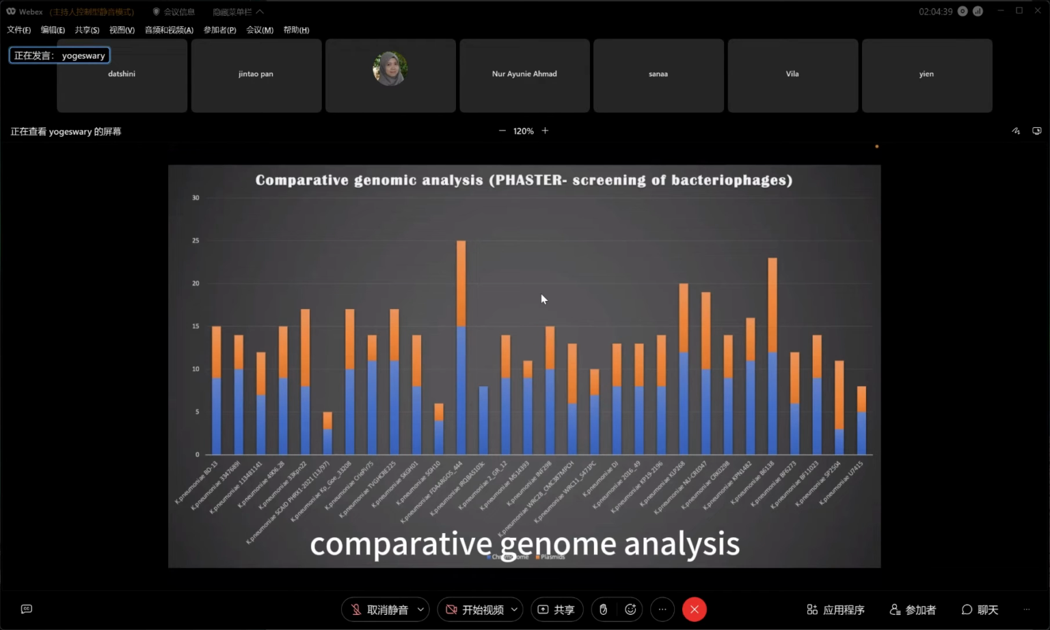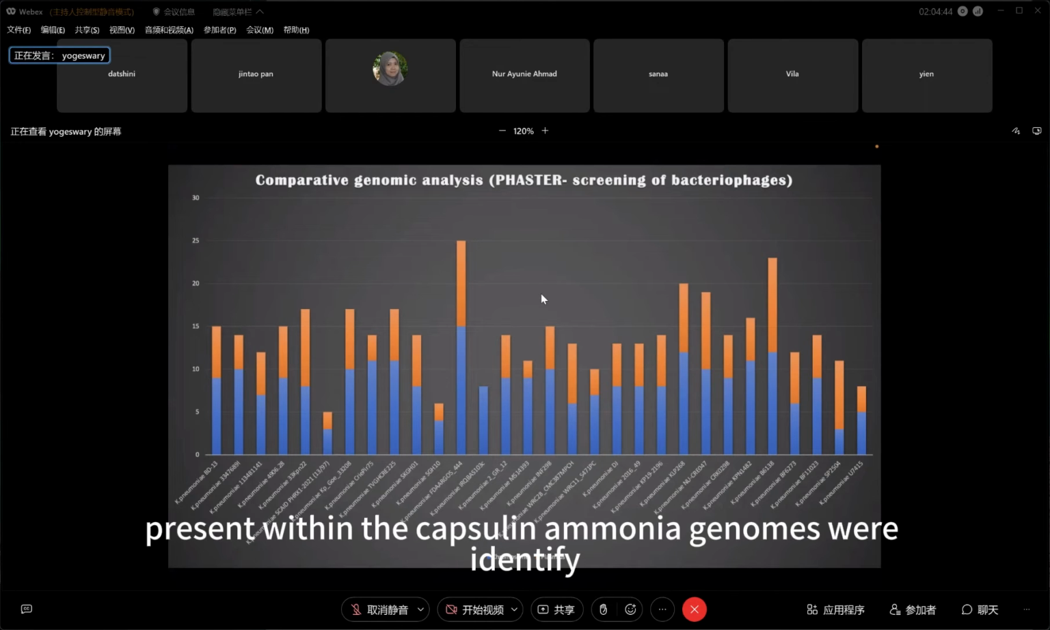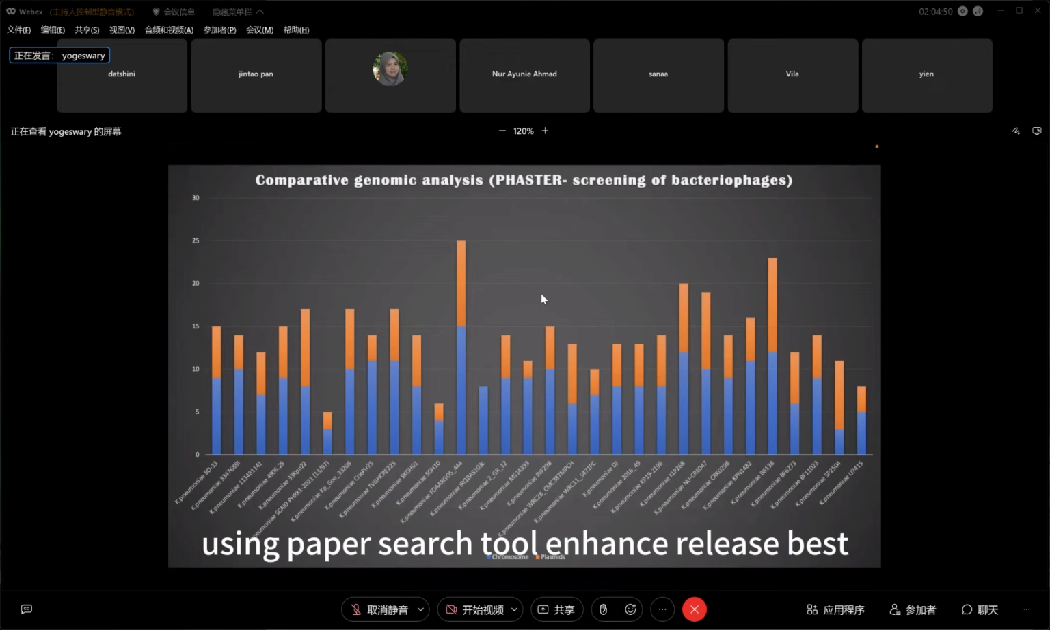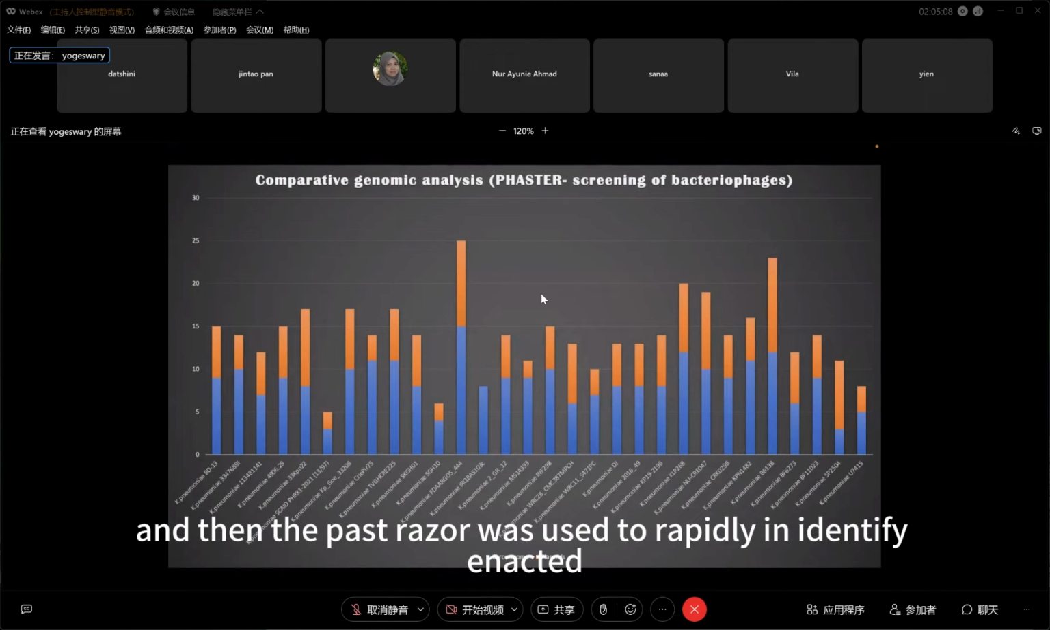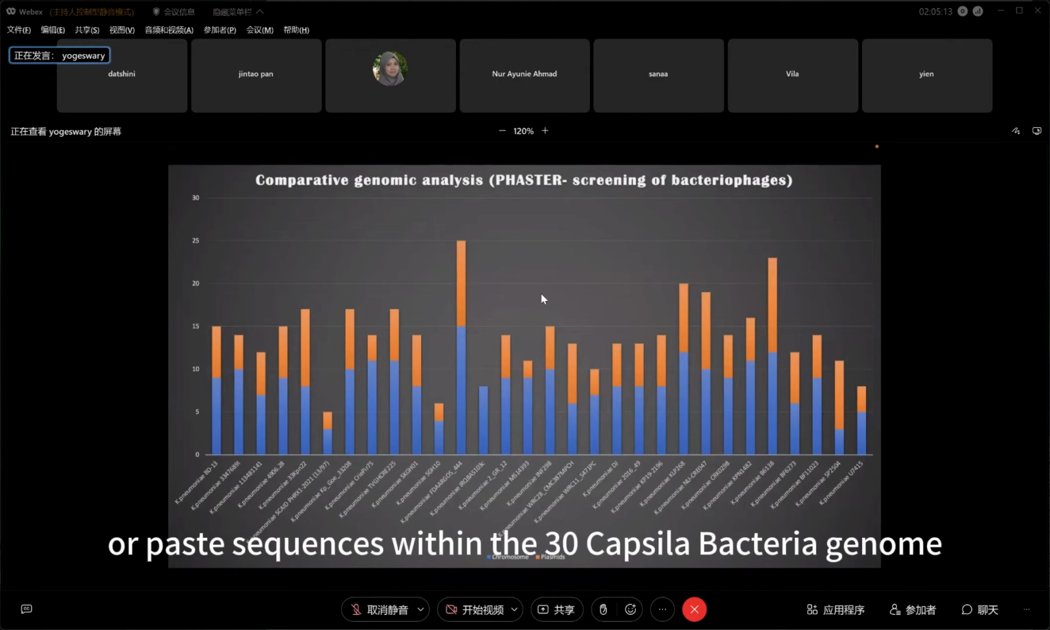Comparative genome analysis using PHASTER. Bacteriophages present within the Klebsiella pneumoniae genomes were identified using the PHASTER search tool, as the presence and abundance of phages could provide insight into the pathogenicity and horizontal gene transfer between Klebsiella pneumoniae species. The PHASTER result was used to rapidly identify and annotate phage sequences within the 30 Klebsiella bacteria genomes.